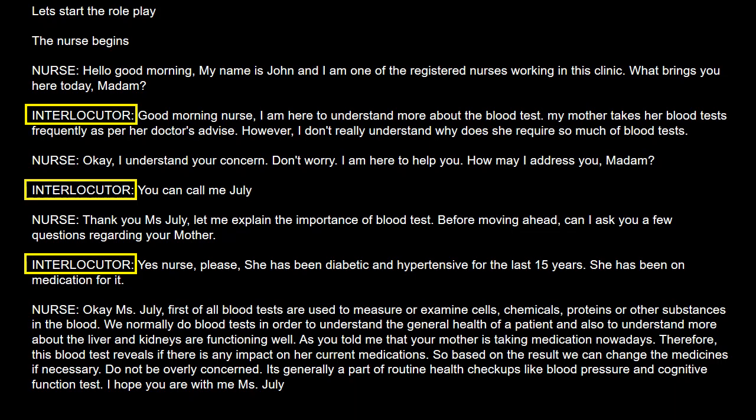Let's start the role play. Hello, good morning. My name is John, and I'm one of the registered nurses working in this clinic. What brings you here today, ma'am? Good morning, nurse. I am here to understand more about blood tests. My mother takes a blood test frequently as per her doctor's advice. However, I don't really understand why she requires so many blood tests.